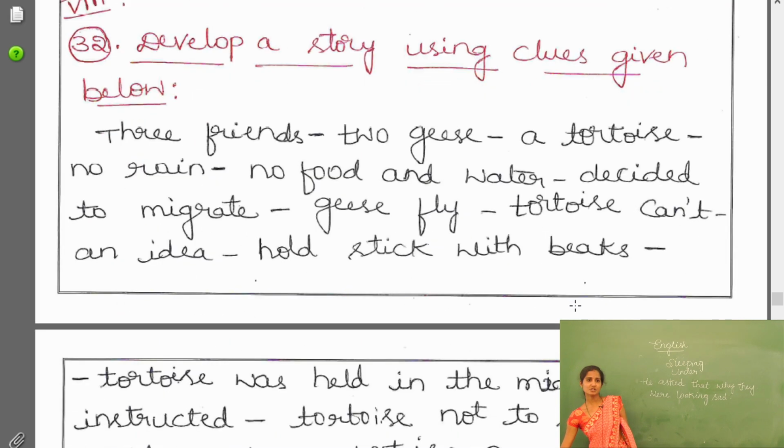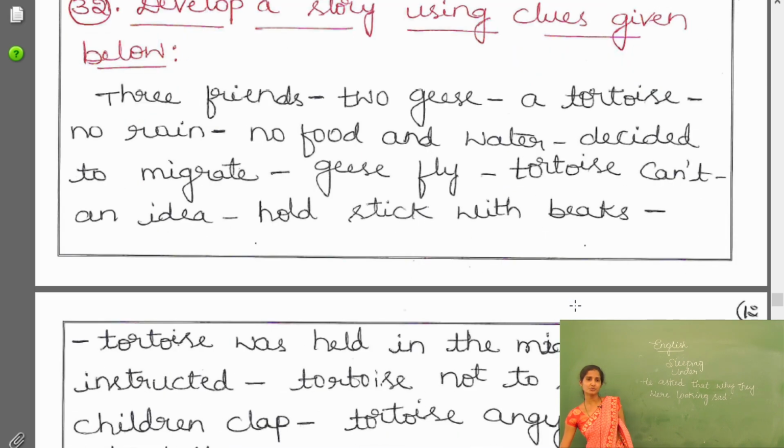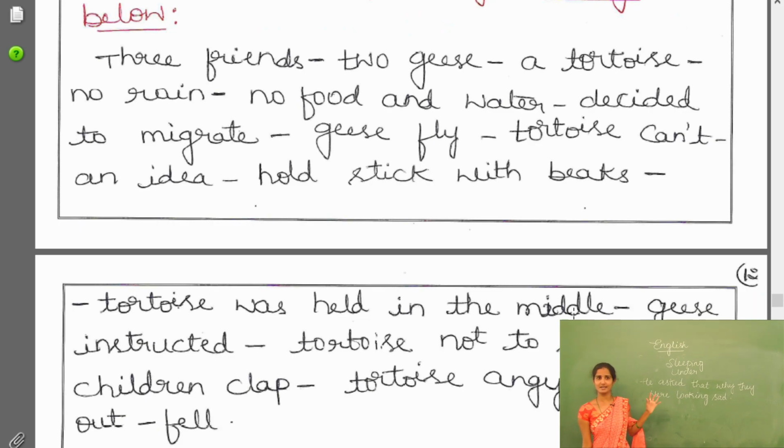Okay. So the next, 32nd question: develop a story using the clues given below. When you write a story, you should look at the nouns first. In the clues, you can find three friends, two geese, a tortoise. So these are all the nouns here. Then you have to begin the story like that. Once upon a time, there were three friends, two geese and a tortoise.